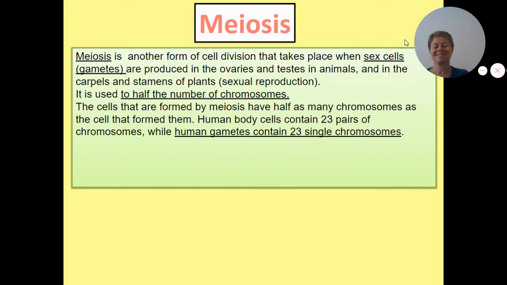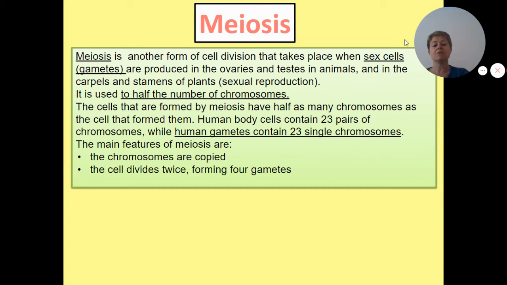That's the next point. Okay. So human body cells contain 23 pairs or 46 chromosomes. Sperm and eggs, the gametes, only contain 23 each. So these are the main features. Chromosomes are copied, just like in mitosis, but the cell divides twice rather than just once, and that gives rise to 4 daughter cells or gametes. So in humans, in testes, meiosis results in sperm production. In ovaries, meiosis results in the production of eggs or ova.